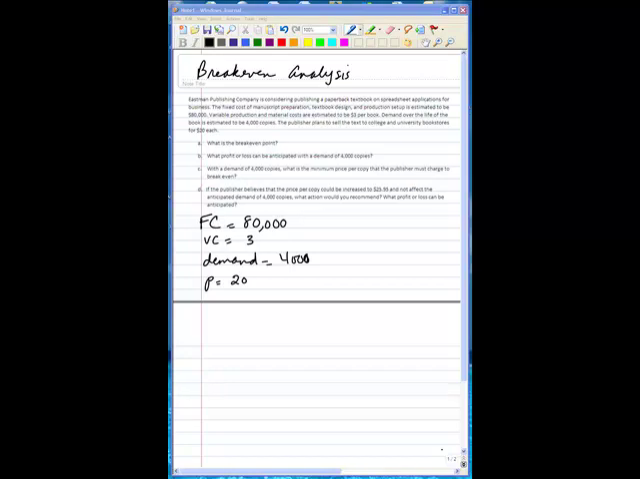Here's a break-even analysis. You can pause the video, read the problem statement as you see it on the screen, and then resume.